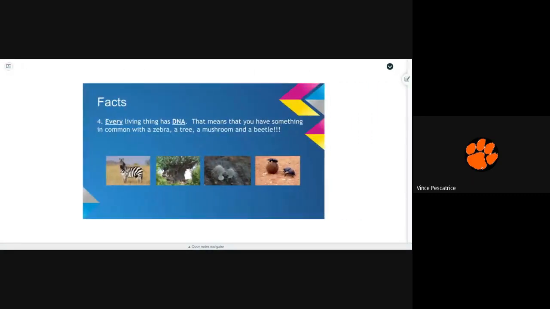All right, so quick facts too. These aren't on the notes, but I just want to let you know. Every living thing has DNA. That means you have something in common with a zebra, a tree, a mushroom, a beetle, an ant. Anything that is living has cells and that has DNA. We are related to them in some way, shape, or form. That's a long topic, going back to the first ancestor that crawled out of the ocean a long time ago. But we actually do have something in common with all these animals, plants, and trees.